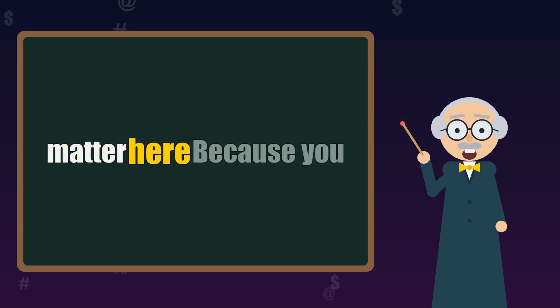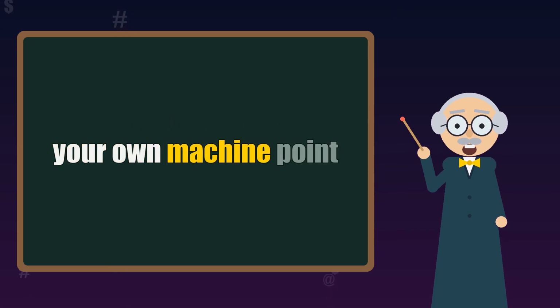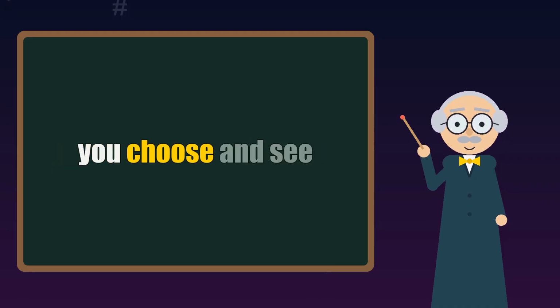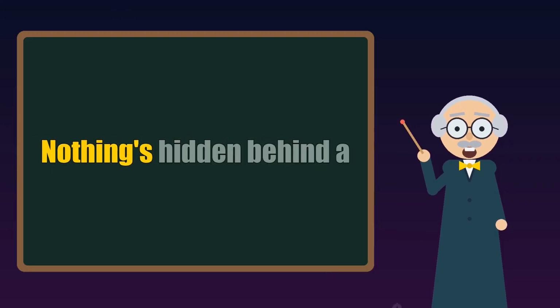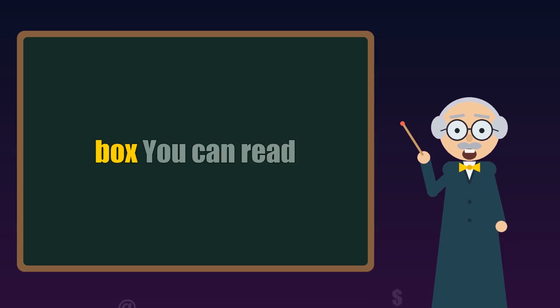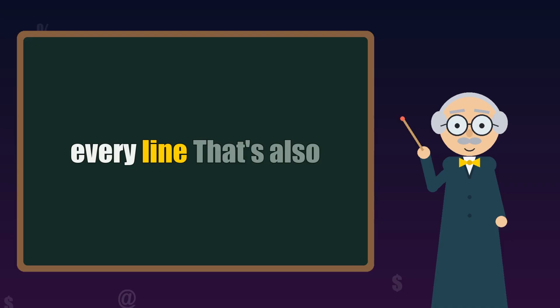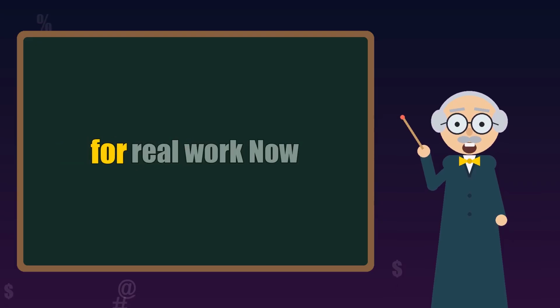Why does open source matter here? Because you can run it on your own machine, point it at the model you choose, and see exactly what it's doing. Nothing's hidden behind a paywall or a black box. You can read every line. That's also why developers trust it for real work.